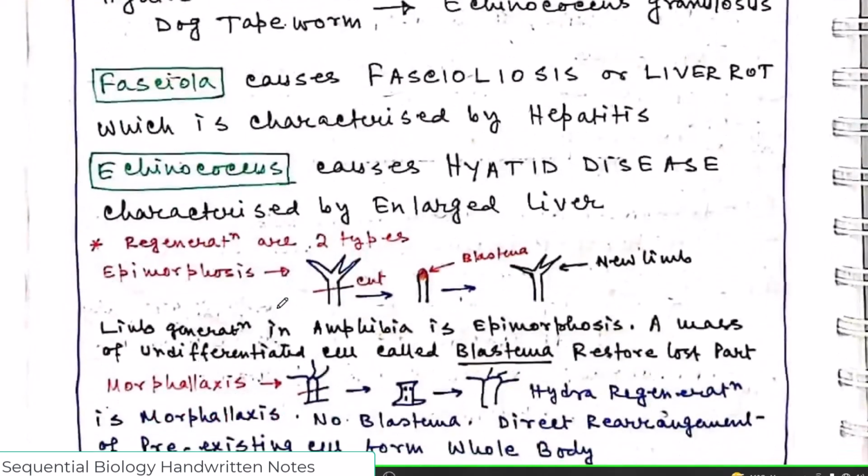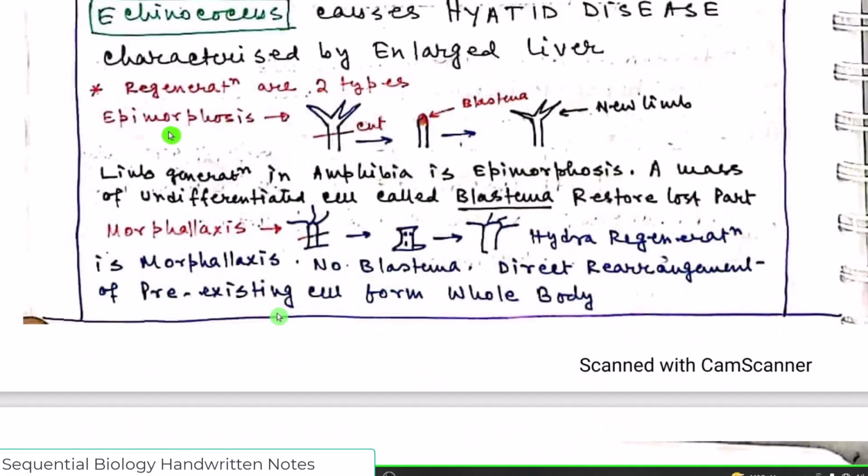Fasciola causes fasciolosis or liver rot, which is characterized by hepatitis. Echinococcus causes hydatid disease, characterized by an enlarged liver. We will see the differences between epimorphosis and morphallaxis. Actually, epimorphosis and morphallaxis are two processes of regeneration.